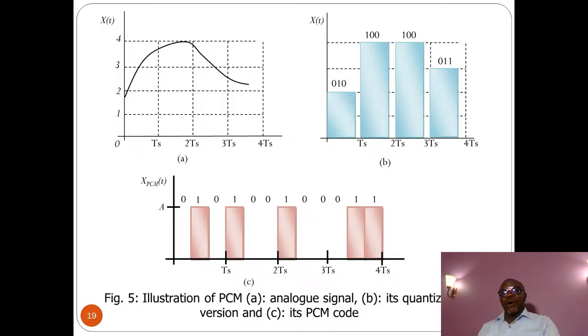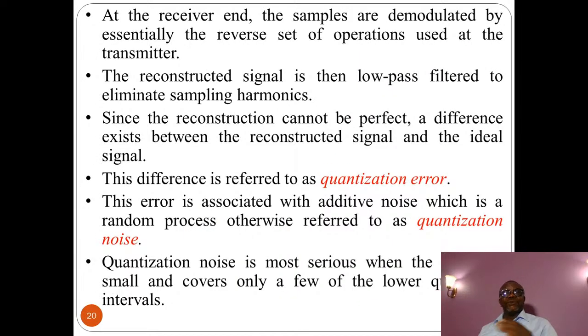So you see, your system has been able to quantize that signal in Fig A into pulses in Fig B and into binary digits or pulses in Fig C. So that Fig C is the pulse code modulation we are talking about. Now, we go quickly to see what is happening.